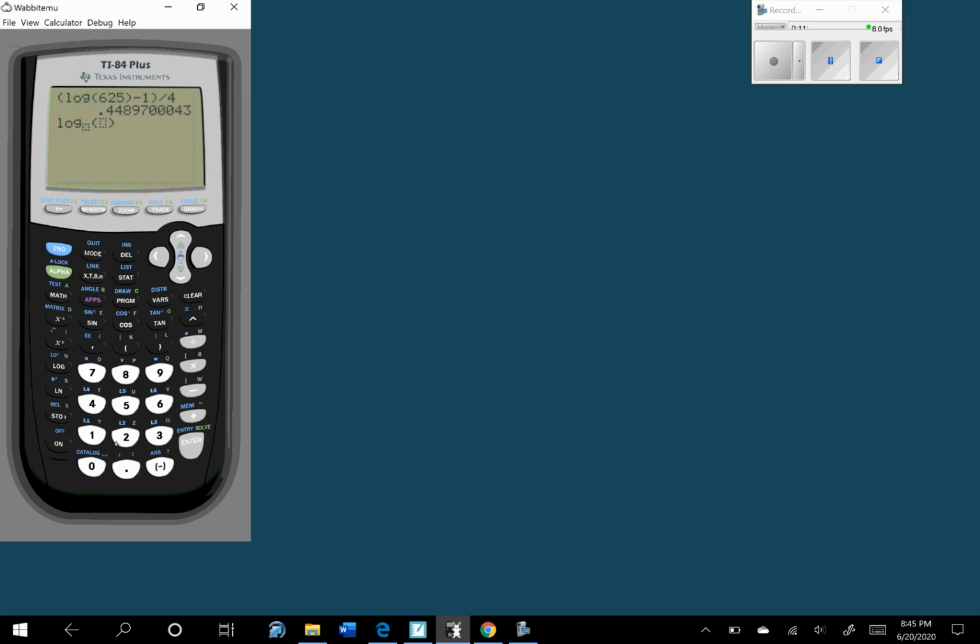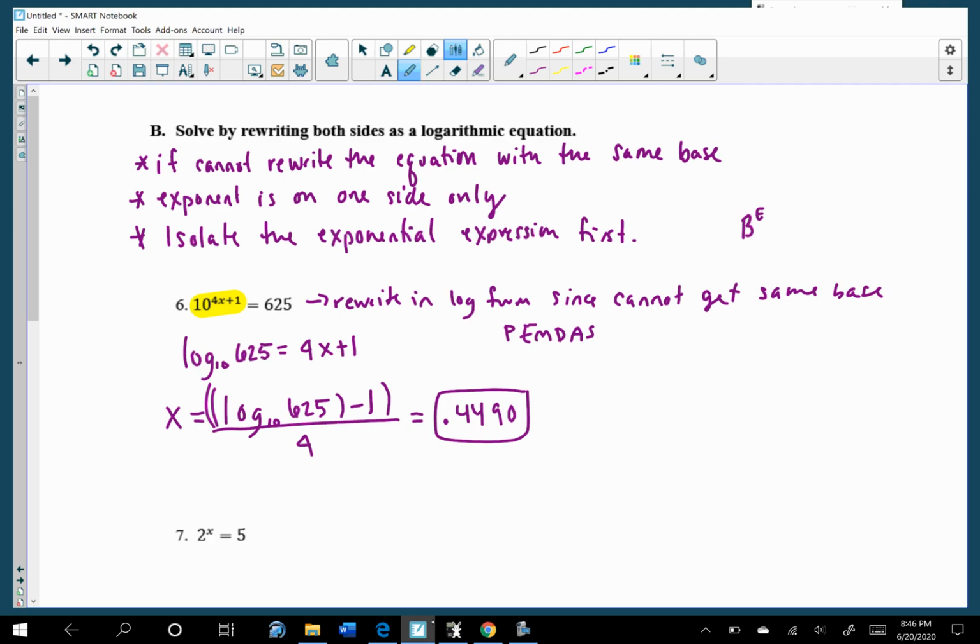So if you actually want to plug in math log base of 625 and then enter, and then subtract the 1, enter, and then divide it by 4, enter, that's fine because your calculator keeps that answer each time. So if you don't want to plug it in all together, that's okay to do it like that.